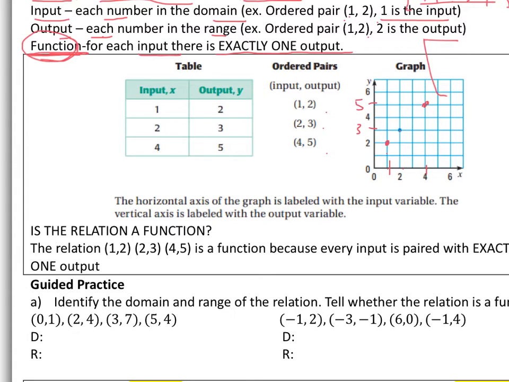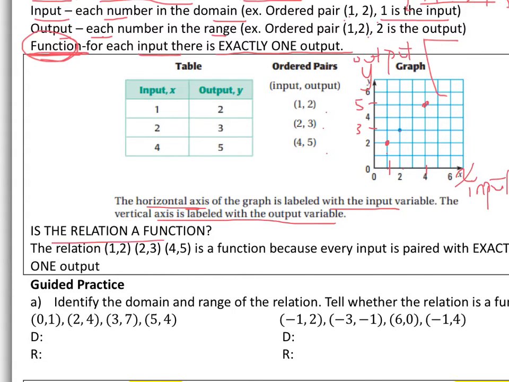The horizontal axis of the graph is labeled with the input variable, x. The vertical axis is labeled with the output variable, y. So input, output.